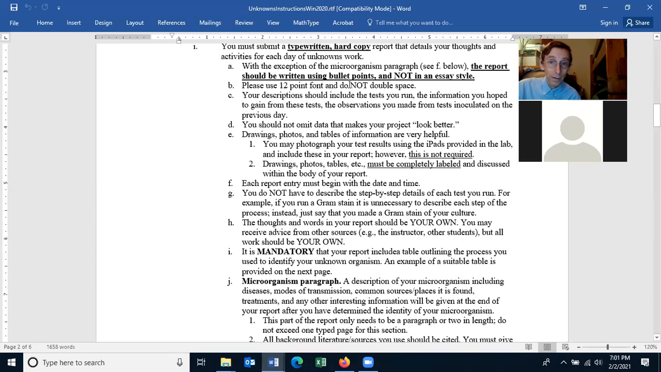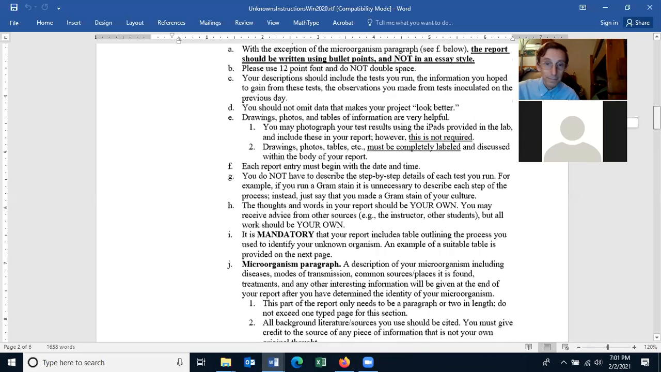You should write the report in bullet points, but I won't mark you down if you write in essay style. You can submit drawings, photos, and tables. They are very helpful for reading and understanding your lab report. They are not required, except there is one section. Let me see where I've got that.